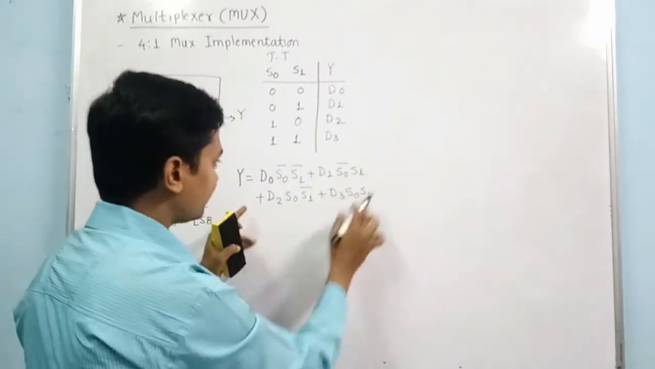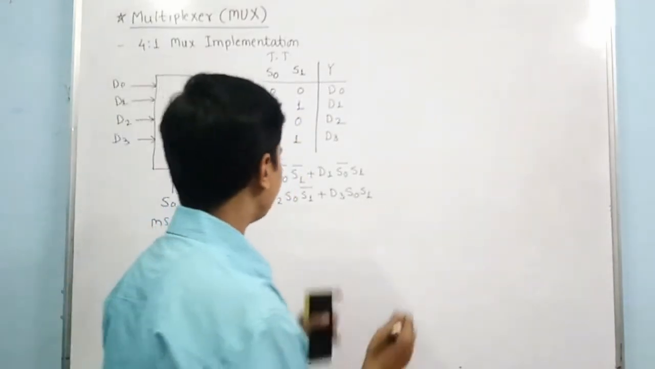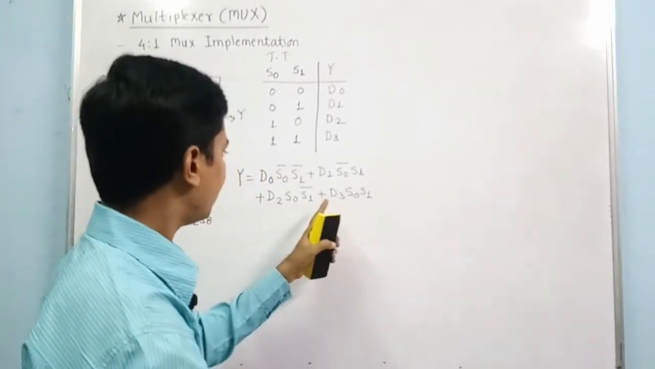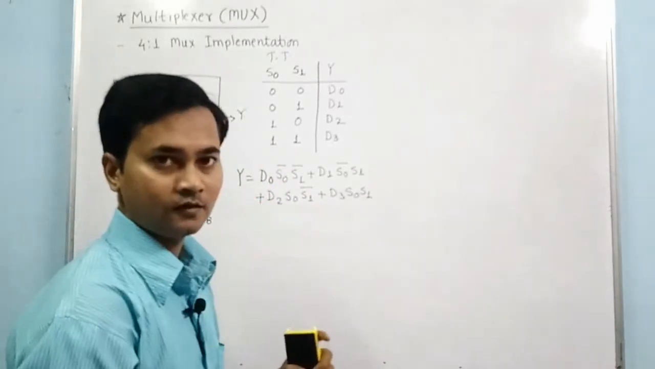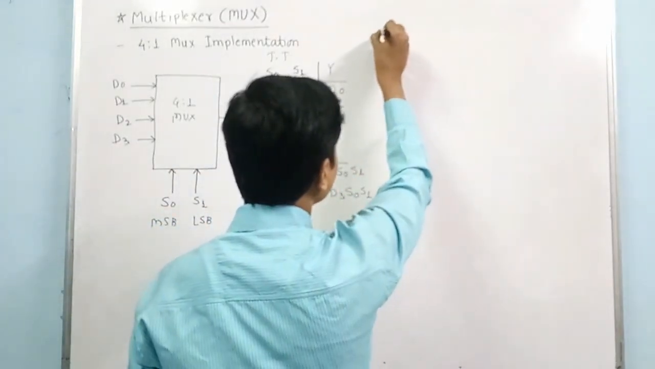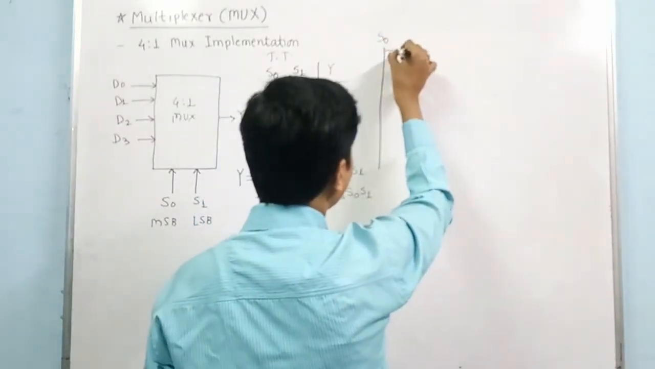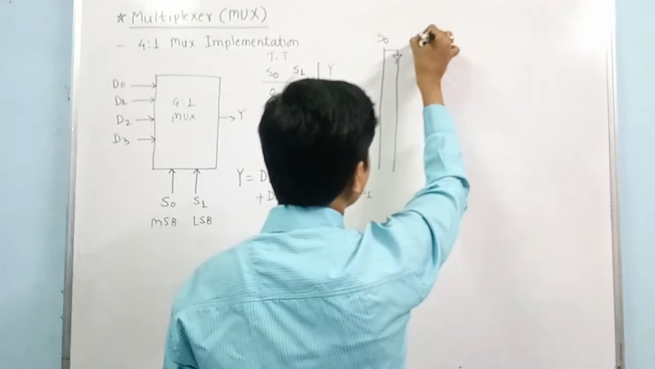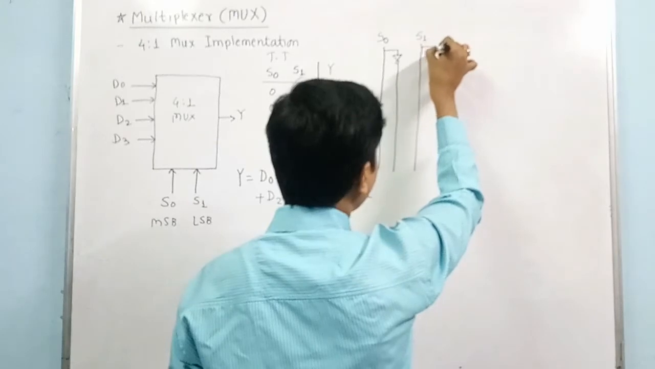Now we have to implement this equation by using AND and OR logic gates. So D0, D1, D2 and D3, these 4 lines should be drawn there. Then S0 and S1 have 4 combinations. So first we will draw S0, the normal line and the complemented line. Then S1, the normal line and the complemented line.